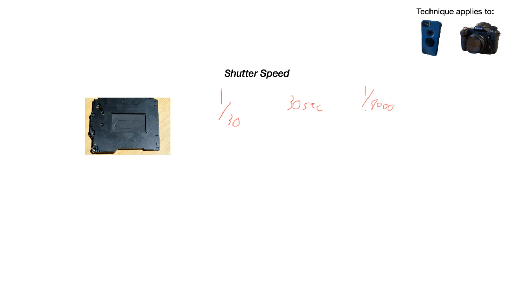The longer the shutter speed, the more photons enter your camera and the brighter your image is going to be. The shorter your shutter speed, the fewer photons are going to enter your camera and the darker the image is going to be.